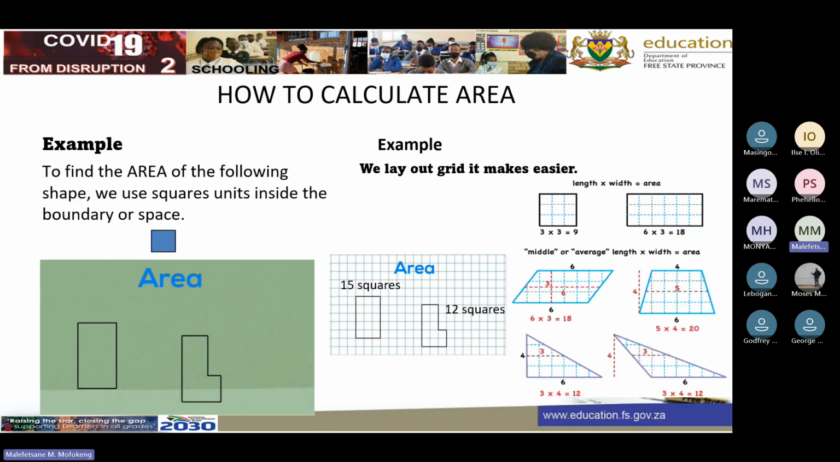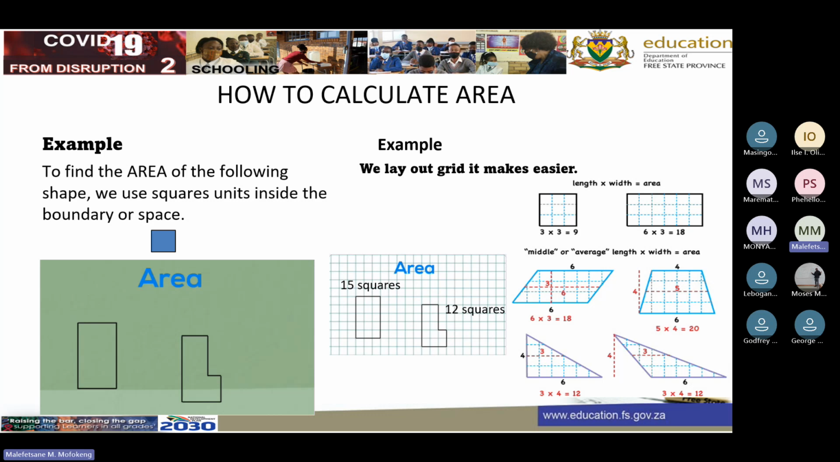As I mentioned, there are 3 strategies. The first one is counting the number of squares inside the shape. If I have to find the area of that rectangle on my left-hand side, I have to draw it using the squares, and then thereafter I count the number of squares inside. The first one is a rectangle. It is 15 squares, which means the area of that is 15 square units.